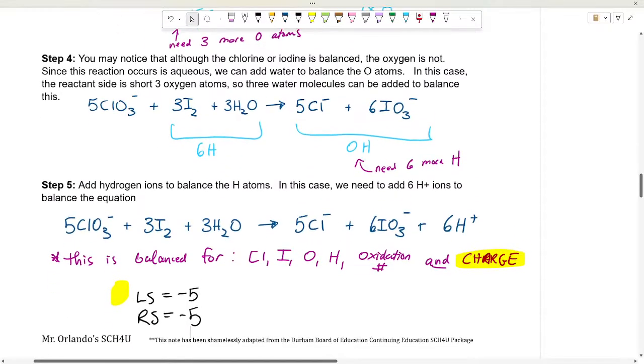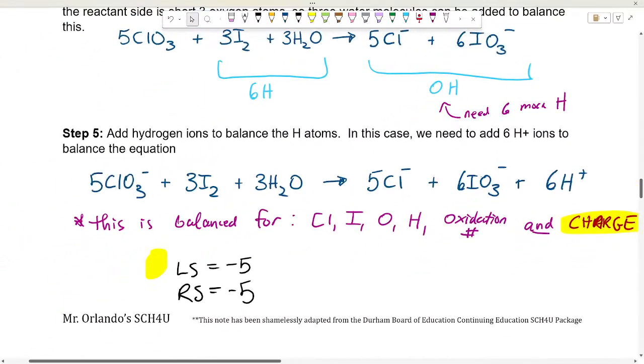Now, that means that this reaction, this particular one, makes a solution more acidic. If you mix these things together in water, it's going to release H plus ions, and releasing H plus ions will make this reaction more acidic. That won't always be the case. Sometimes you won't end up adding H pluses to the right side. Sometimes you'll end up adding them to the left side.